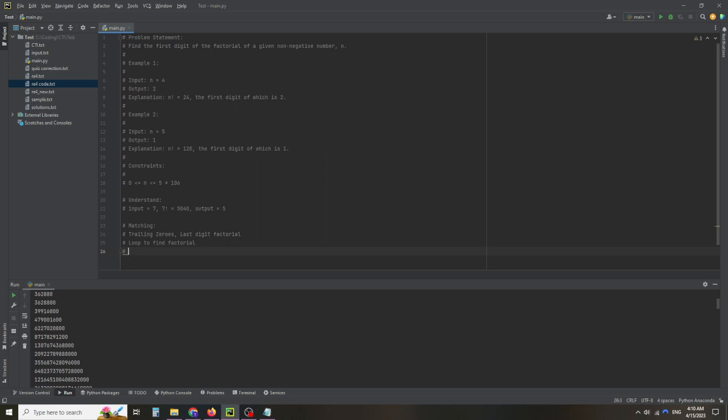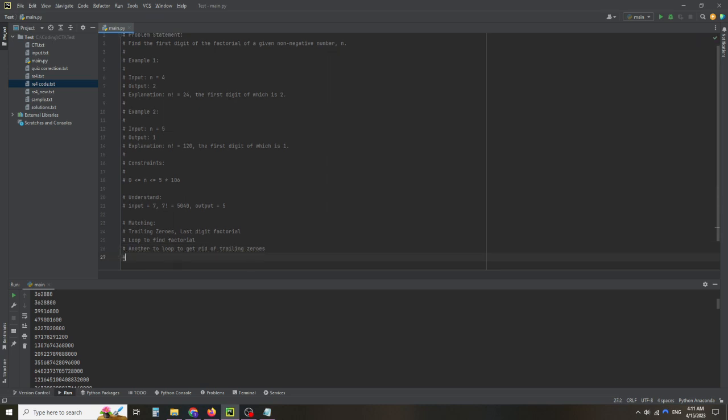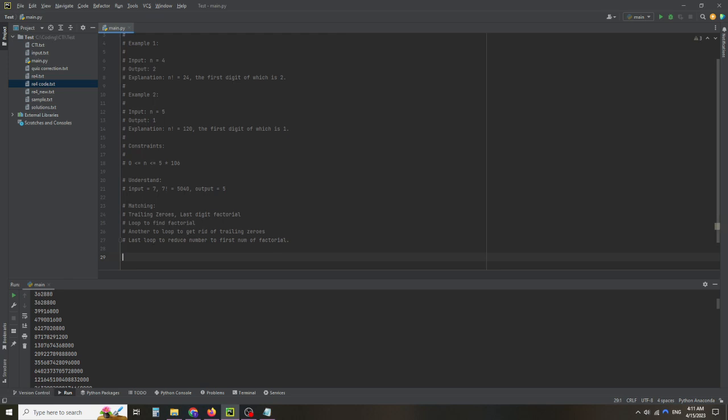So let's say another loop to get rid of trailing zeros, and I need another last loop to reduce the number to the first number of the factorial. Alright. And then the planning, let's see.